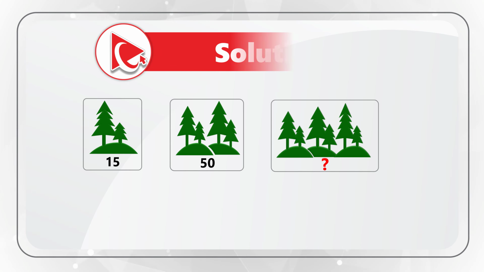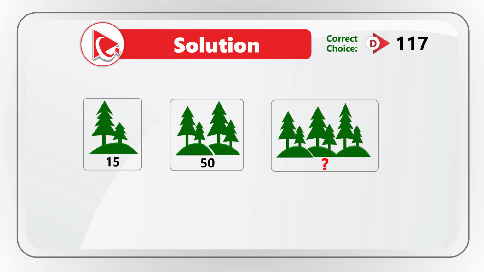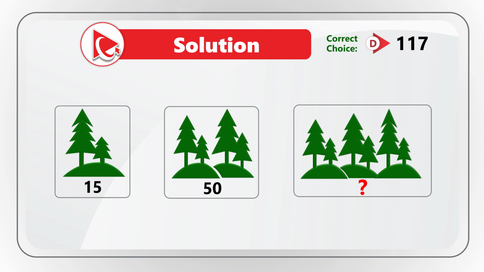As you might have calculated, the correct answer here is choice D, 117. Let's take a close look why. If you take a close look at the images, you will see that each image contains trees, each tree contains a certain number of branches, and trees are placed on the berms.